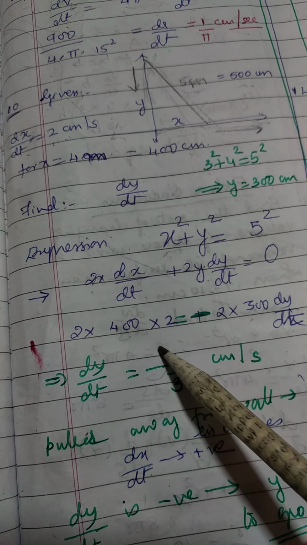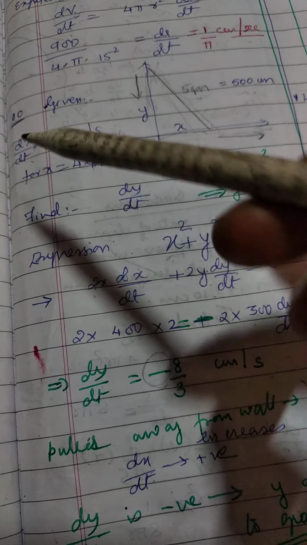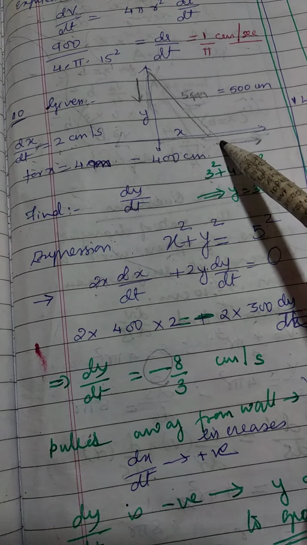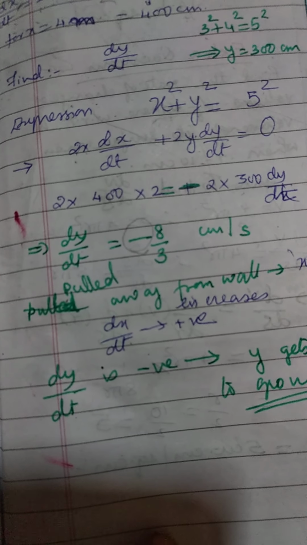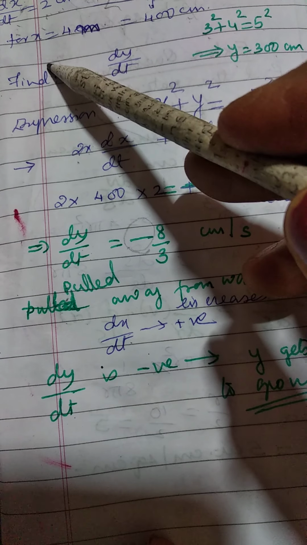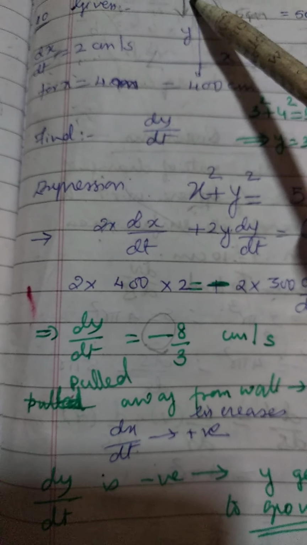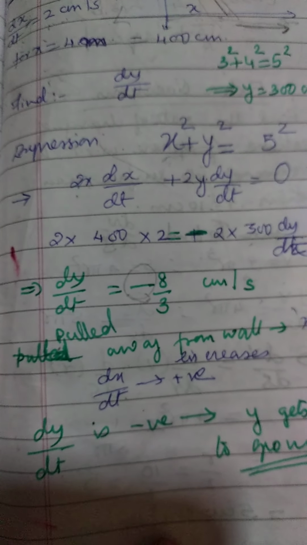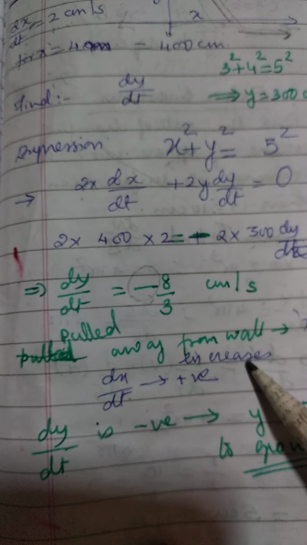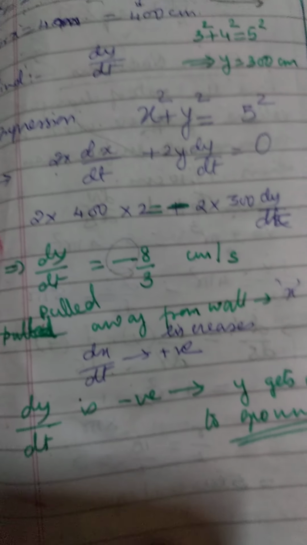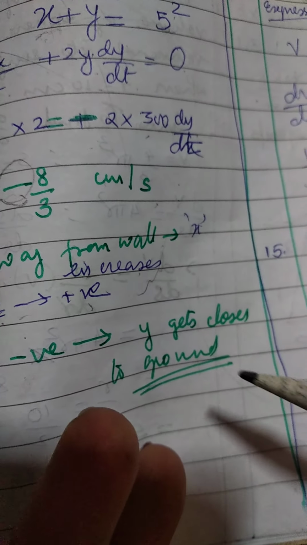Now the significance of negative. What does this mean? As we have seen that dx on dt, we took it as positive, which explains that the ladder is moved. So the negative sign here signifies the opposite of what is happening here. Here pulling away is positive. So coming towards the ground will be negative. That's the significance of this. So that's what I have mentioned here. Pulled away from the wall, that is increase in the length of x, which is taken as positive. Therefore dy on dt negative says that y gets closer to the ground.